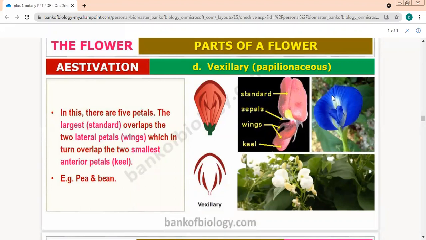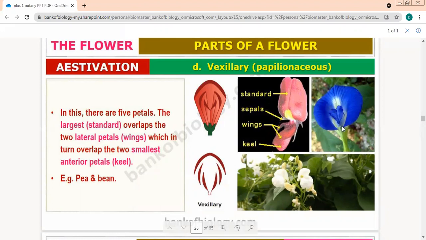Identify, beta, which petal is this? This big one. Standard petal. It is overlapping these two, which are slightly smaller. What are these petals? Lateral petals or wings. Yes, lateral petals or wings.